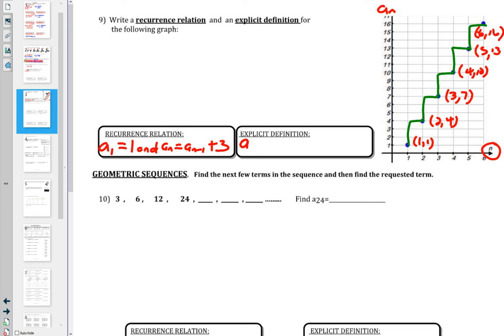As an explicit definition, this would be the first amount, which is 1 plus 3 times n minus 1. If you leave it like that, it's fine. If you wanted to simplify, you can do that also. You don't have to. 1 plus 3n minus 3, which is 3n minus 2.